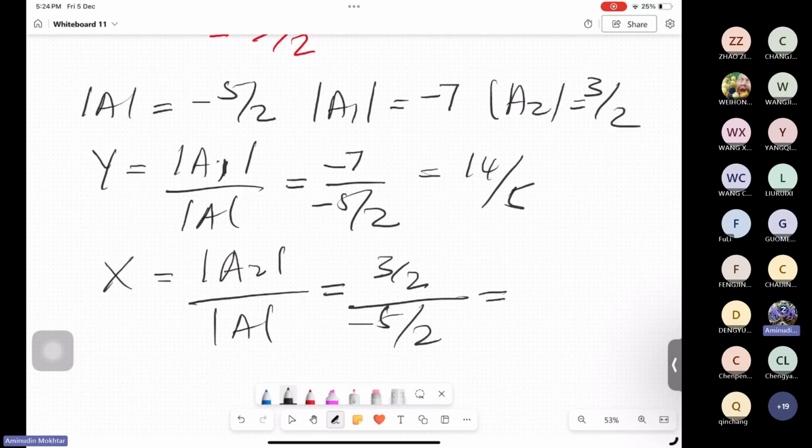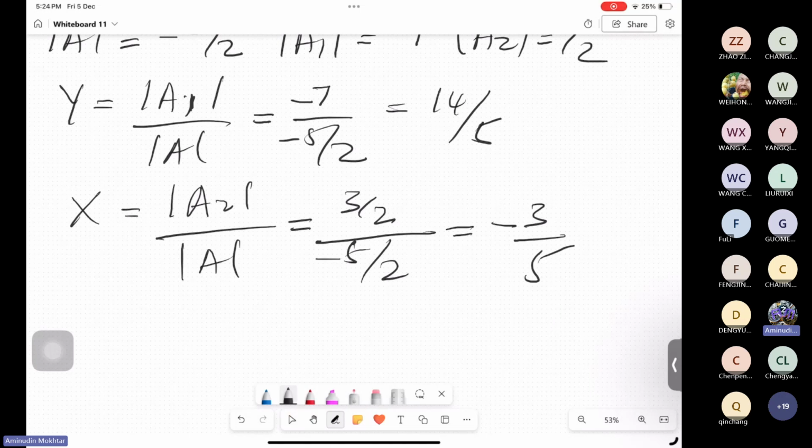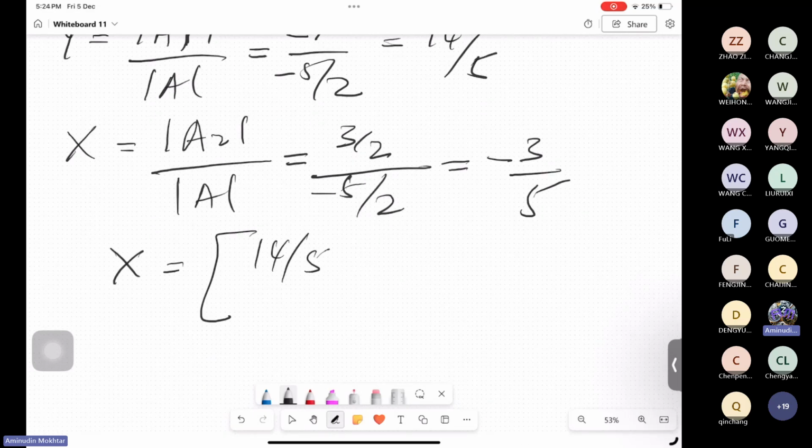3 over 5, yes, 3 over 5. That's the answer to the question. So in other words, we can write x equal to 14 over 5 for y and negative 3 over 5 for x. That's how to answer the question in terms of matrix.